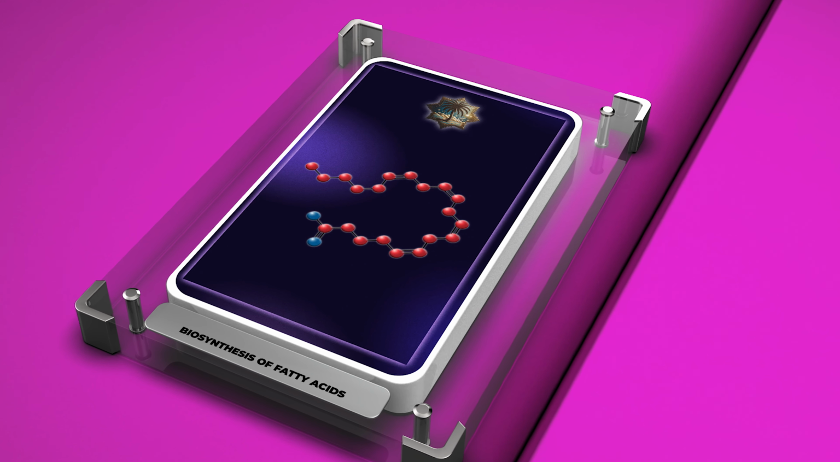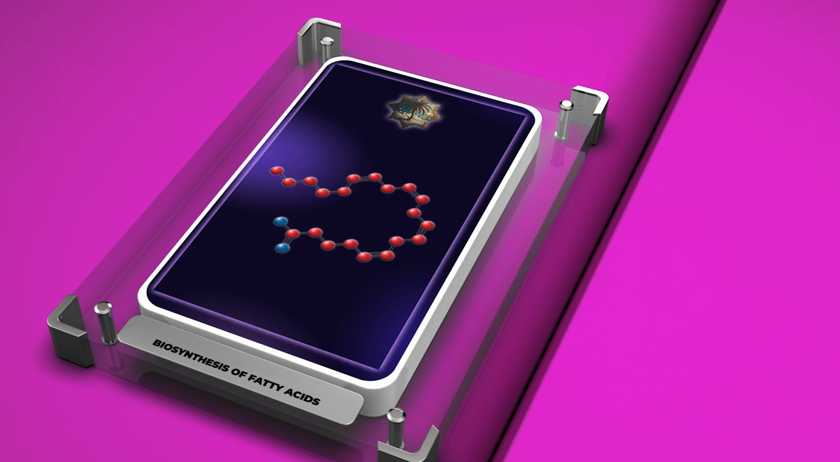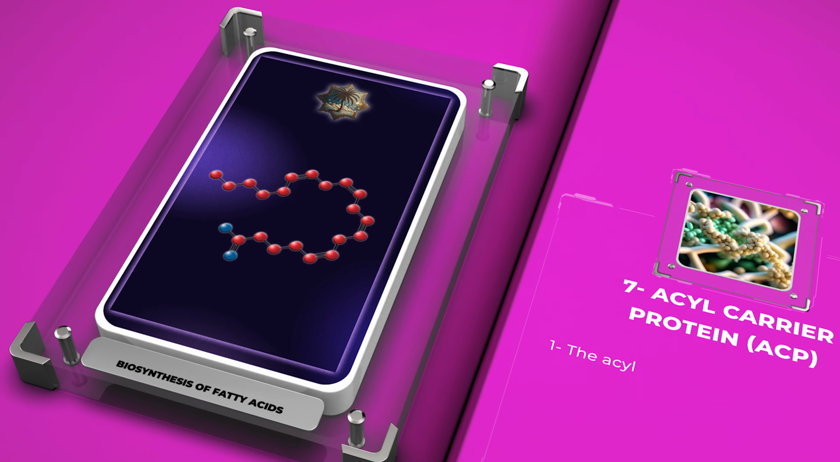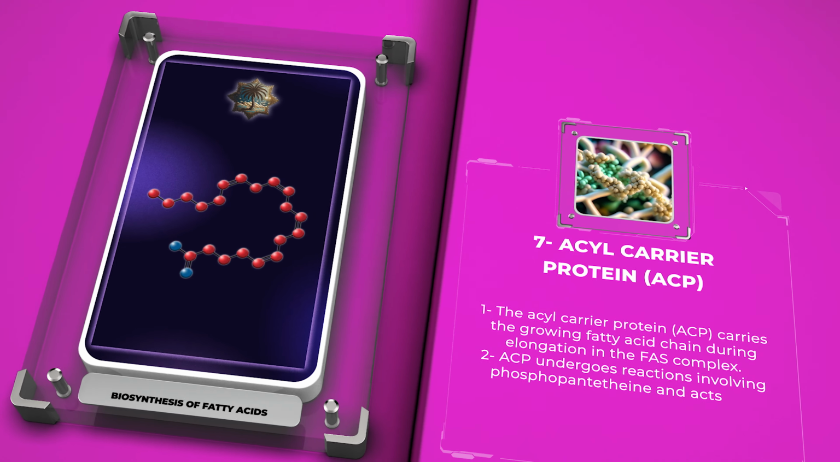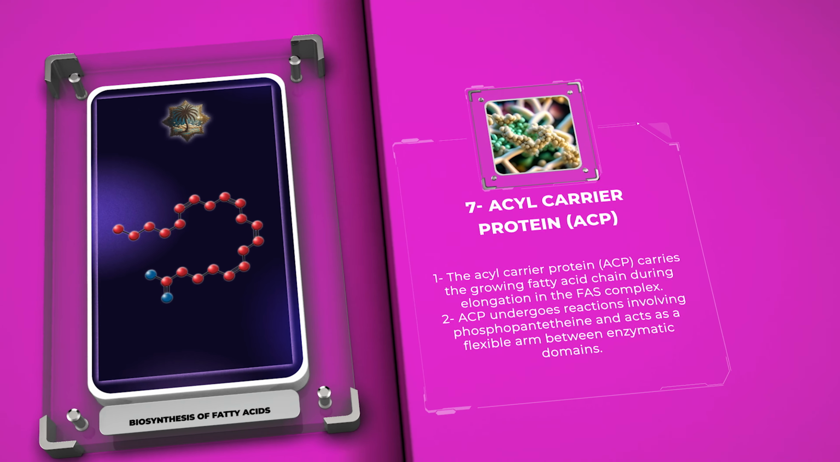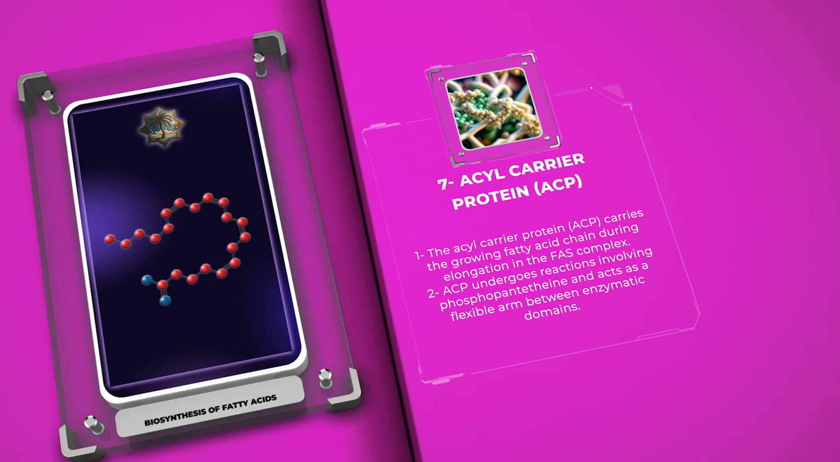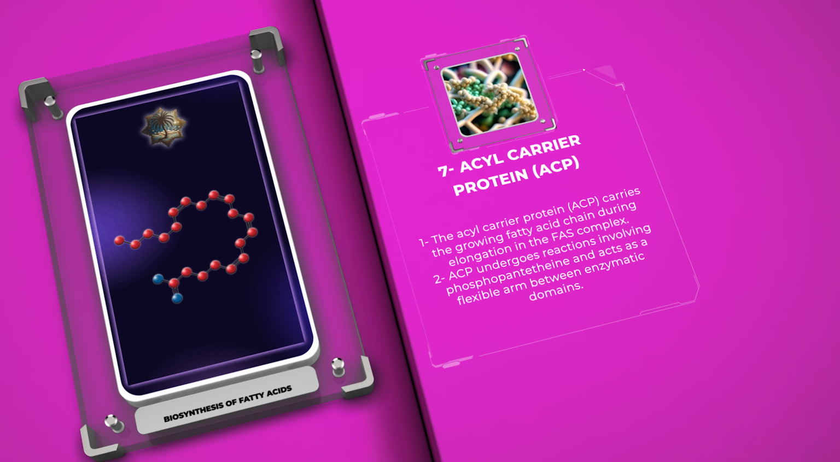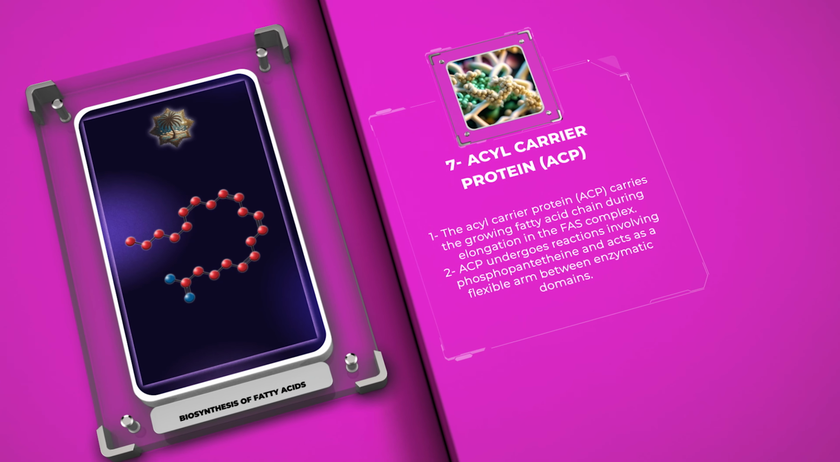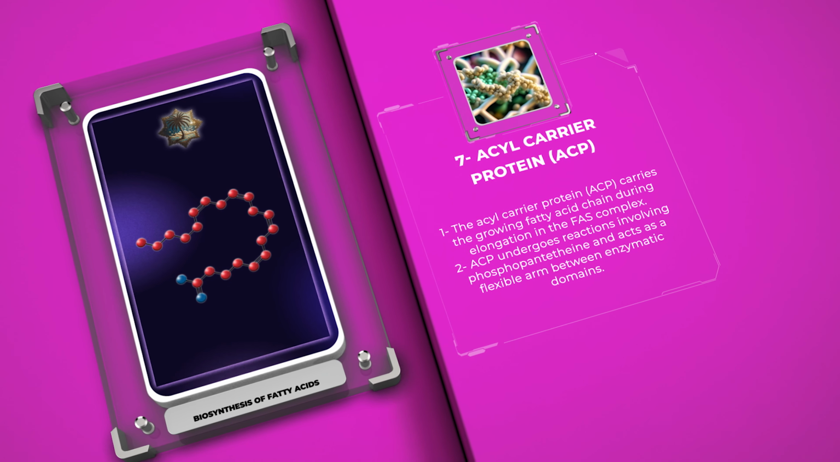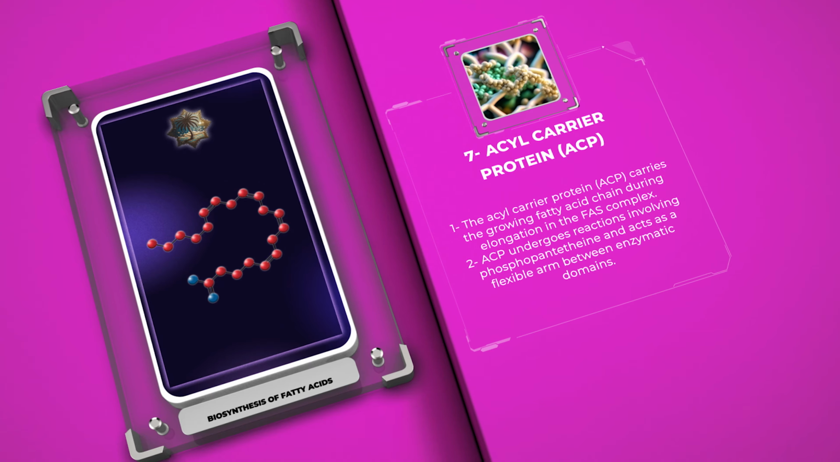The acyl carrier protein, ACP, is a central player in fatty acid synthesis as it carries the growing fatty acid chain during elongation within the FAS complex. ACP undergoes a series of reactions involving phosphopantetheine, covalently linked to a serine residue, and acts as a flexible arm, shuttling the intermediates between all the enzymatic domains of the FAS complex.